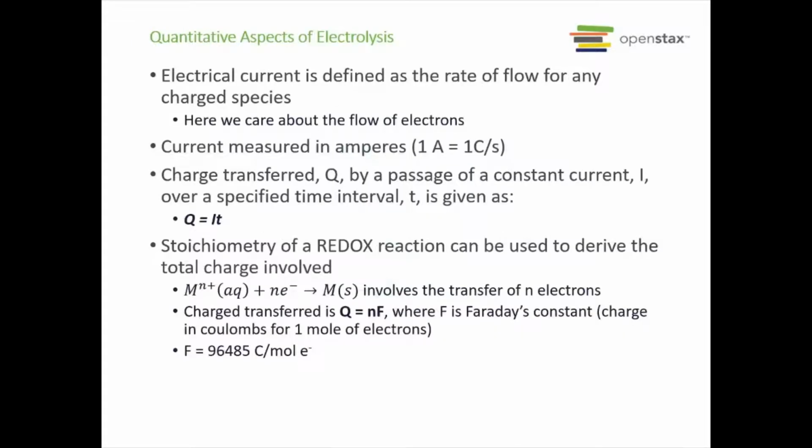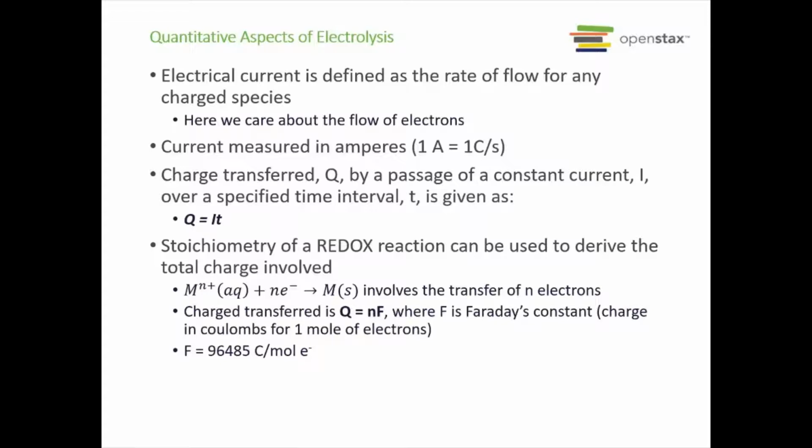Now we do have some quantitative aspects to this. So now we're going to get back into the math, but it's pretty easy math. The electrical current is defined as the rate of flow for any charged species. So this whole chapter, we've been talking about the flow of electrons. We measure current in amperes, and 1 ampere is equal to 1 coulomb per second.